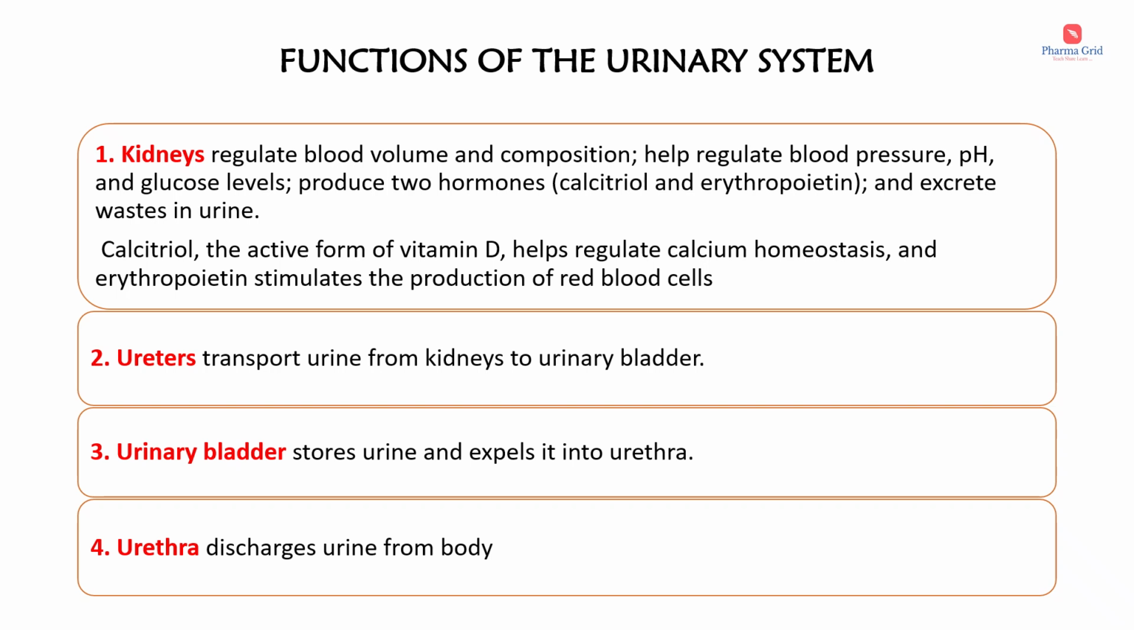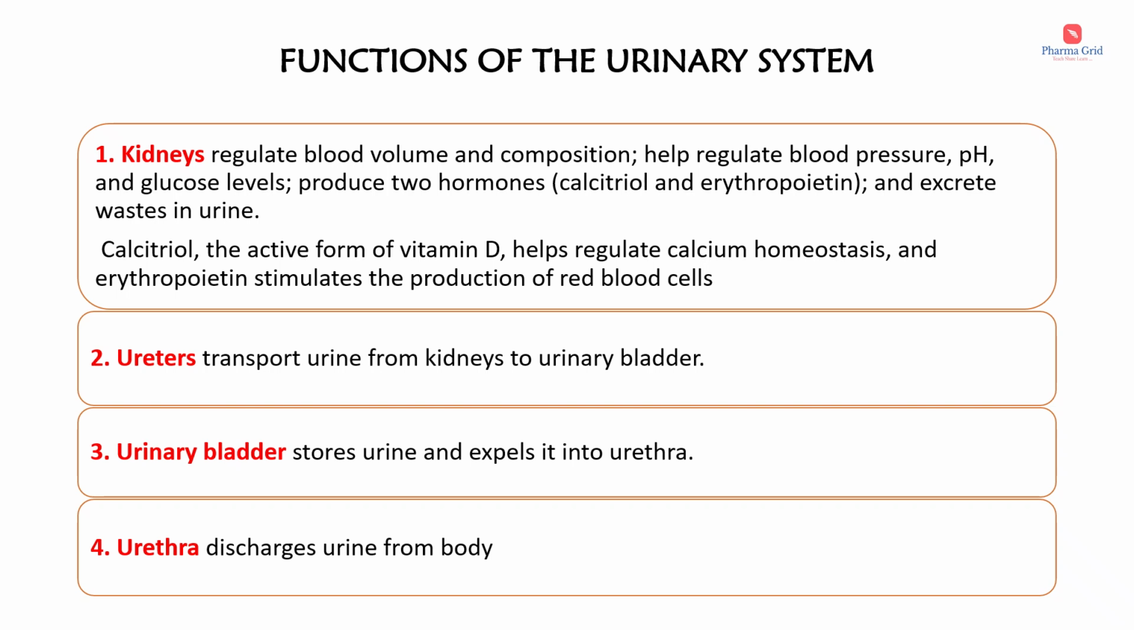The next function is that the kidneys help regulate the blood pressure. In one more way, the kidneys help regulate the blood pressure by secreting the enzyme renin. Renin activates the renin angiotensin aldosterone pathway. So if there is an increase in renin, that will lead to increased blood pressure. So this is how the kidneys regulate the blood pressure.